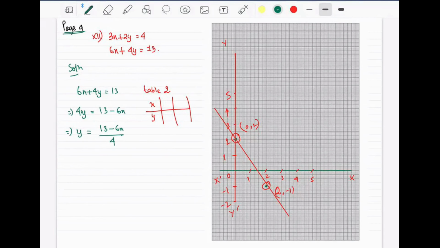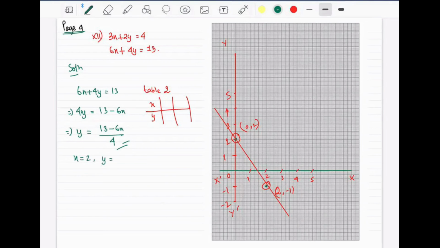Okay, let's start taking up values. Remember that we don't want any fractional value, okay? But in this case, whatever value of x you take, you are going to get a fraction most of the time. So let me take up two values. Let's say I put x is equal to 2.